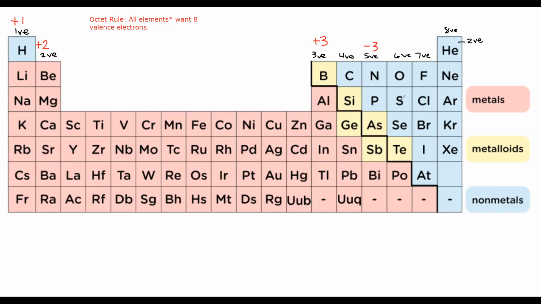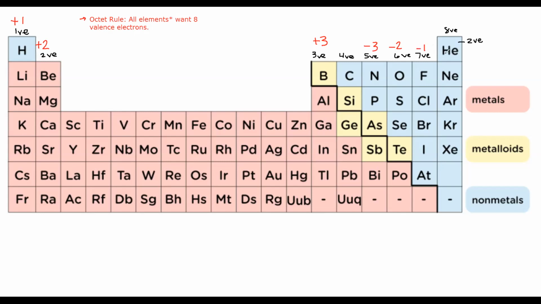Oxygen, sulfur, selenium have 6 valence electrons, but according to the octet rule, they're going to want 8, so they'll need to gain 2 more. So if I gain, I'll become negative. If I gain 2 more, I'll be -2. And then our halogens here, group 17, currently have 7 valence electrons. Again, they want 8, so they'll need to gain 1 more. Gaining will give me a negative charge.